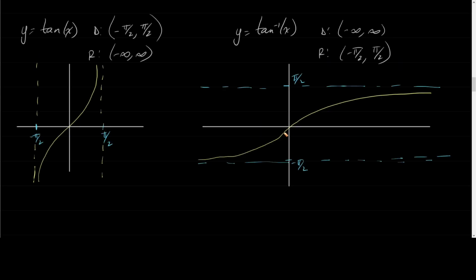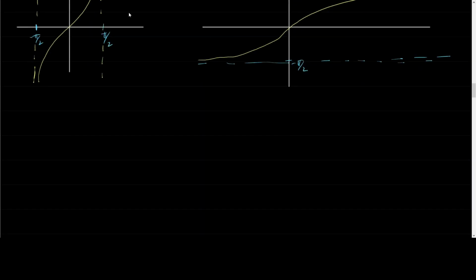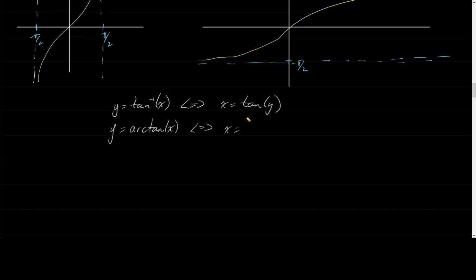Now, just like before, whenever we say something like y equals tan inverse of x, we're saying this is equivalent to saying x equals tan of y. Similarly, if I have arctan of x, it's the same thing as saying tan inverse, so this is equivalent to saying that x is equal to tan of y. And this is for the domain going from negative infinity to positive infinity, and the range going from negative pi over 2 to positive pi over 2.